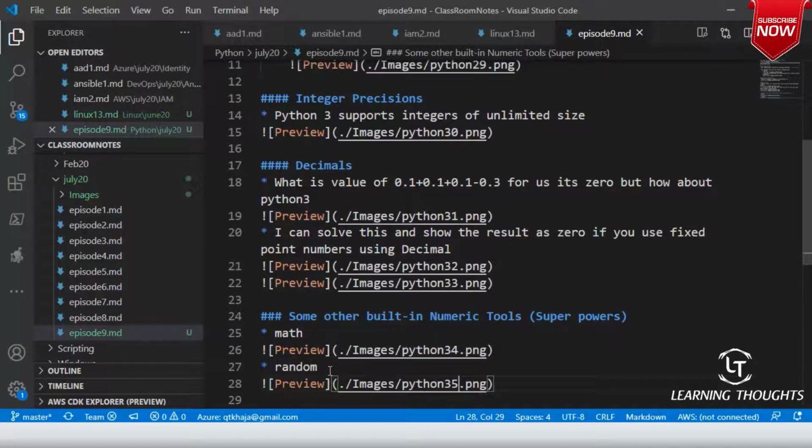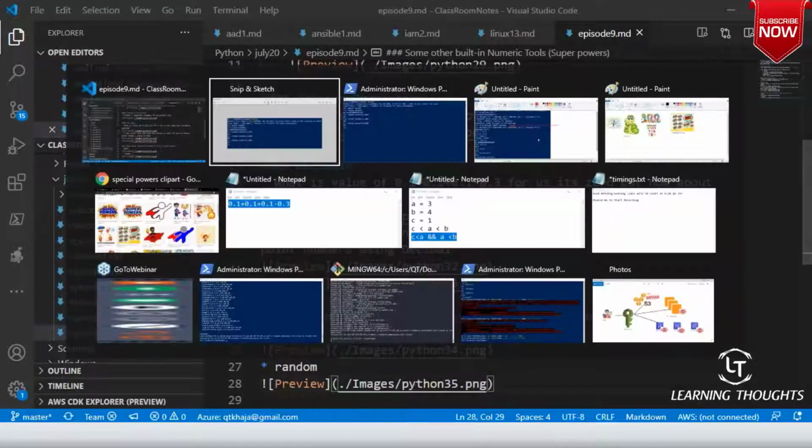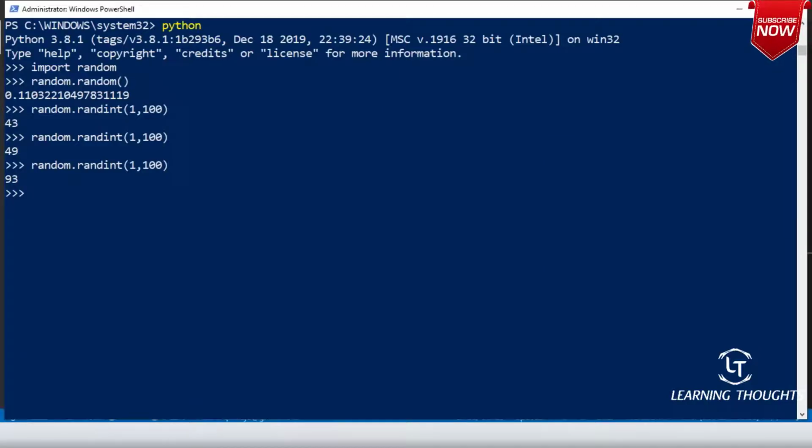Similarly there are some other things. I have not discussed strings, but you can do this. Let me do this. I have not discussed lists, leave it. I'm going to discuss that when I discuss lists.